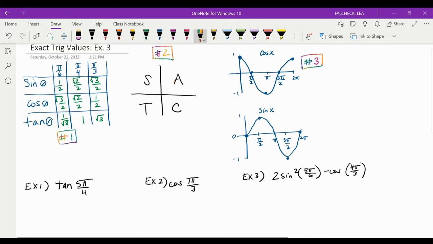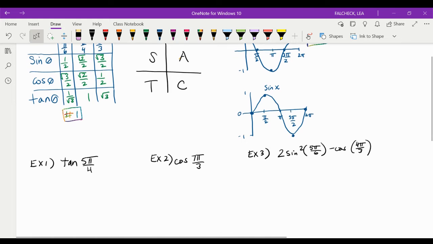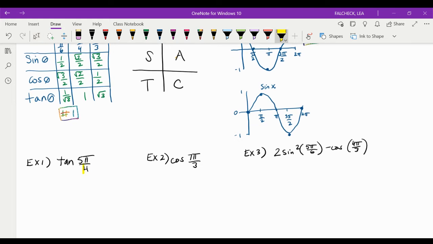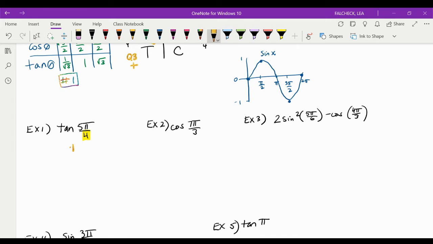The first thing I want to do is determine the sign. And I determine the sign by determining the quadrant that the angle is going to terminate in. So 5 pi over 4. Over 4 tells me that I am going to be counting in increments of pi over 4. So I have 0, 4 pi over 4, and then 8 pi over 4. And let's determine where 5 pi over 4 would terminate. As I rotate around the unit circle, 5 pi over 4 is going to end just a little past 4 pi over 4. So we're in quadrant 3. Tangent is positive. So my sign is going to be positive.